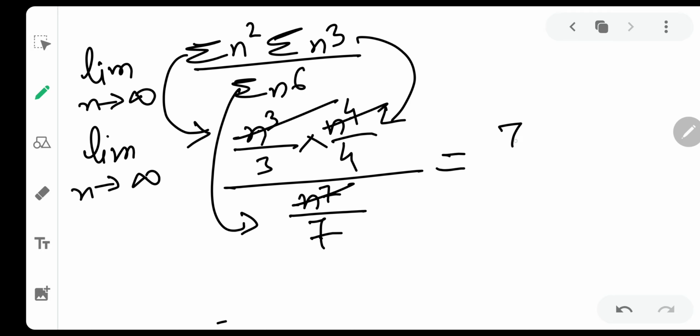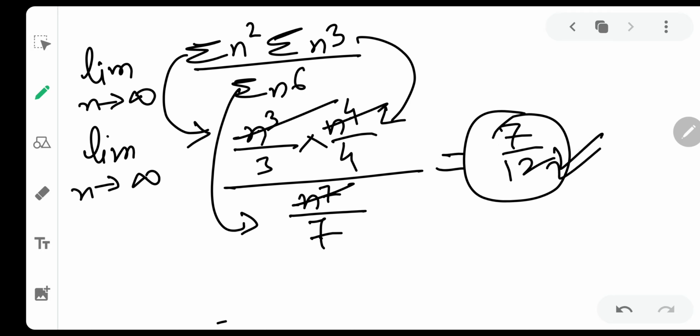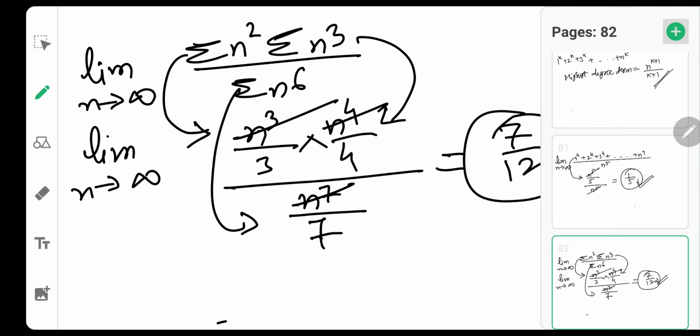This 7 will go up and 7 by 12. That is how you answer this. Isn't that easy? Let us move ahead. Let us take one more sum.